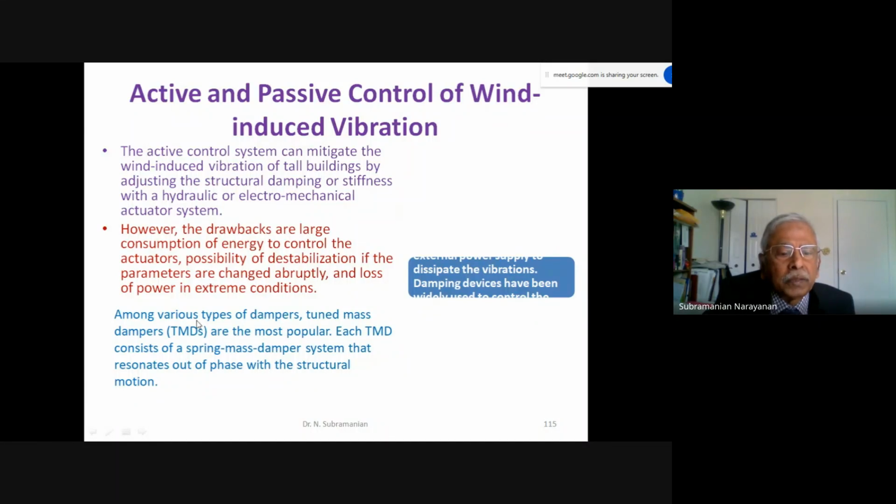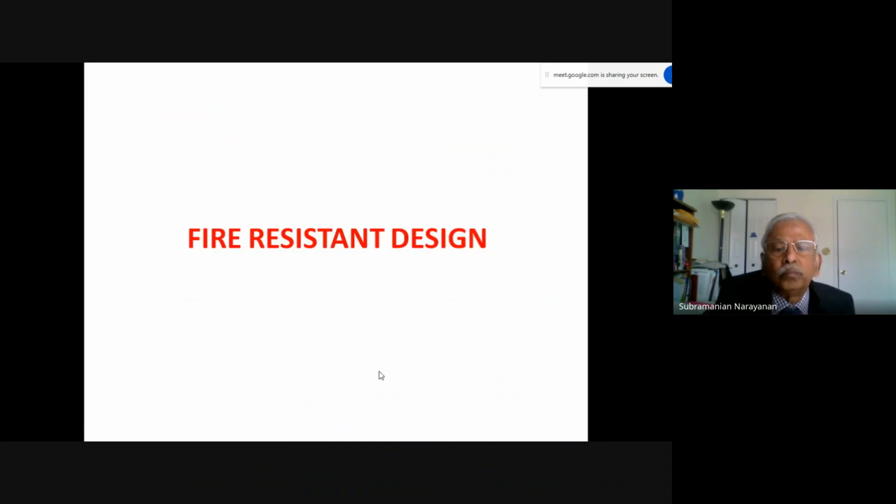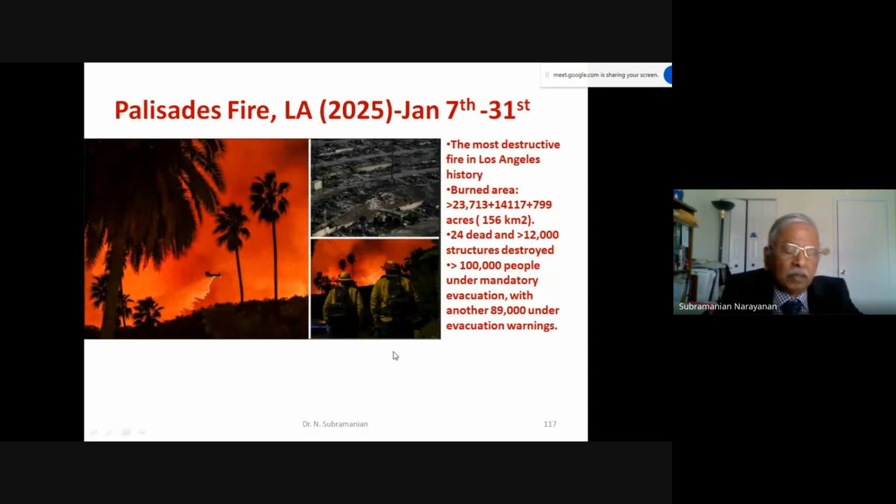Among various types of dampers, there are tuned mass dampers. Of course, I have already shown you the Type I building, which is having the tuned mass dampers. There is a spring mass damper system that resonates out of phase with the structural motion. Then we will just go through some other disasters.